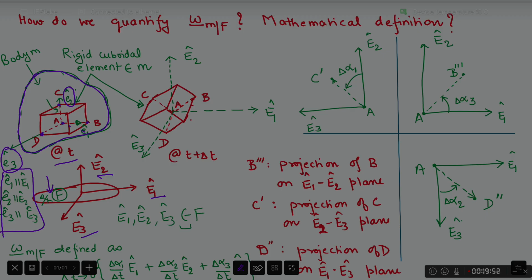but at a later time, at t plus delta t, this cube will undergo a motion such that these three unit vectors denoted by small e1, small e2 and small e3 get misaligned relative to the directions of big E1, big E2 and big E3.